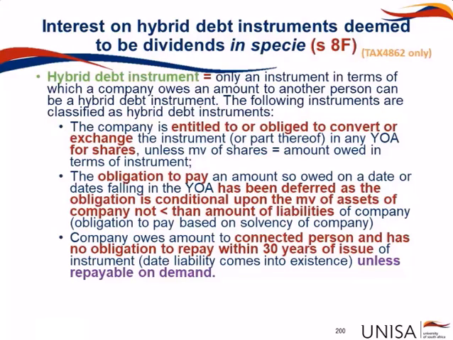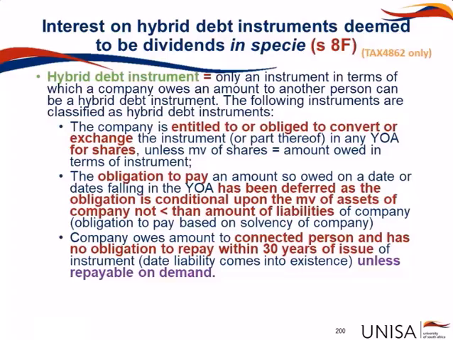If there is a debt instrument that is repayable on demand, so there isn't a repayment term necessarily, so it's not repayable in any specific period, however, in terms of the instrument, it can be repayable on demand, that would not qualify as a hybrid debt instrument, and therefore it would not be seen as a dividend in specie.